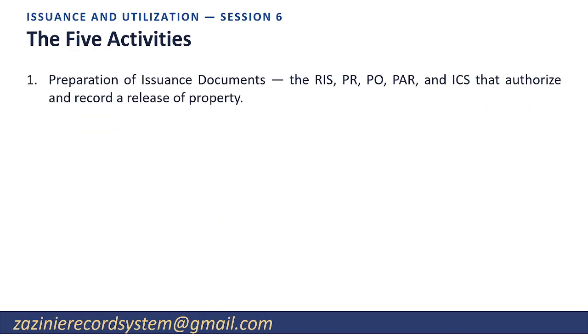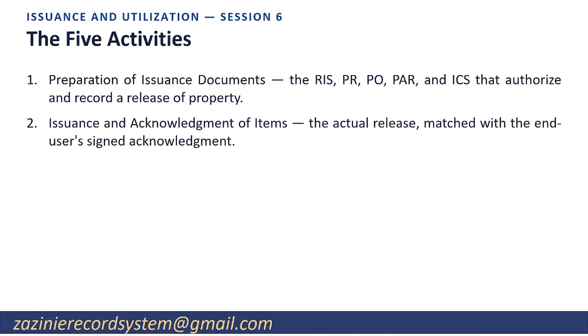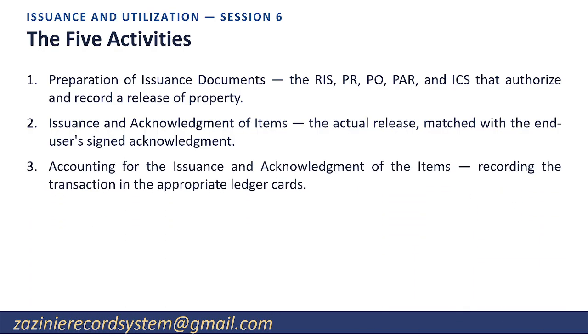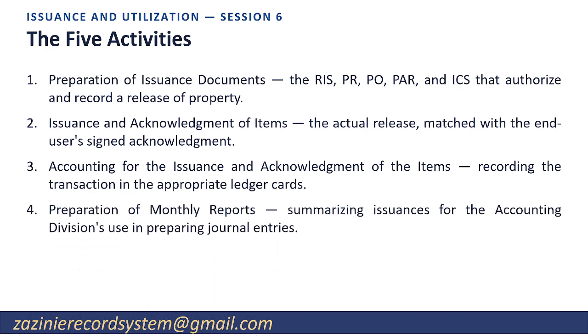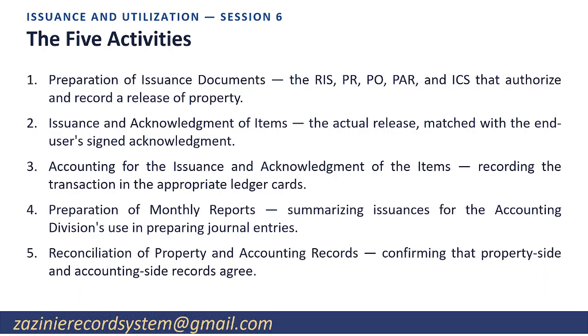1. Preparation of issuance documents, the RIS, PR, PO, PAR, and ICS that authorize and record a release of property. 2. Issuance and acknowledgement of items, the actual release, matched with the end user's signed acknowledgement. 3. Accounting for the issuance and acknowledgement of the items, recording the transaction in the appropriate ledger cards. 4. Preparation of monthly reports, summarizing issuances for the accounting division's use in preparing journal entries. 5. Reconciliation of property and accounting records, confirming that property side and accounting side records agree.